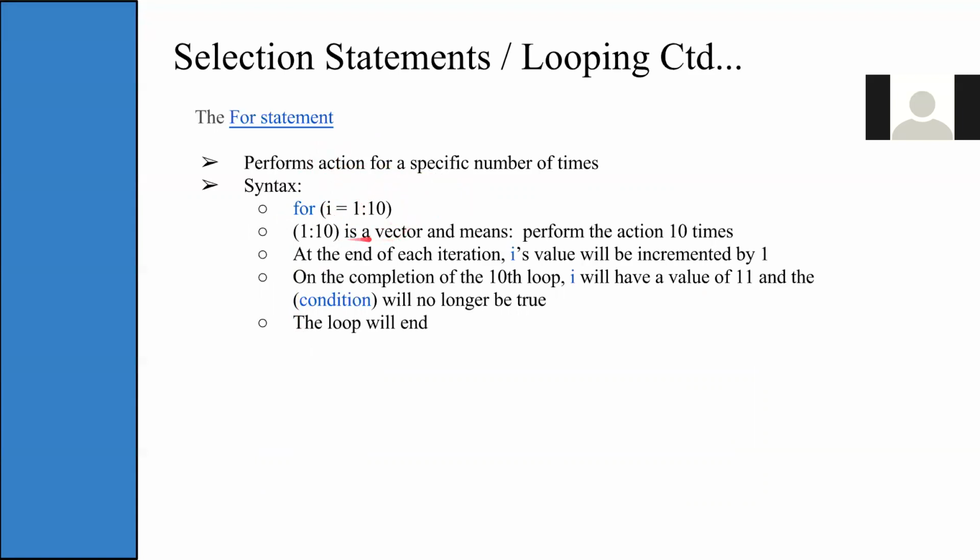So this means we're essentially going to perform whatever lines of code are between the for statement and the end 10 times. At the end of each iteration, i's value will increment by 1, so you can use i within the code if you'd like. And on the 10th loop, at the end, i will have a value of 11, so the condition's no longer true and the loop will end.